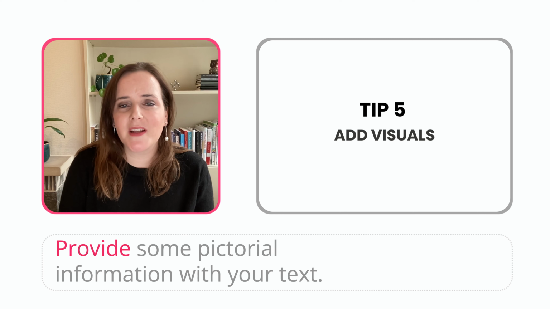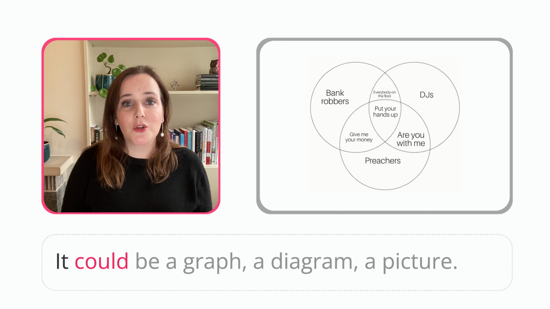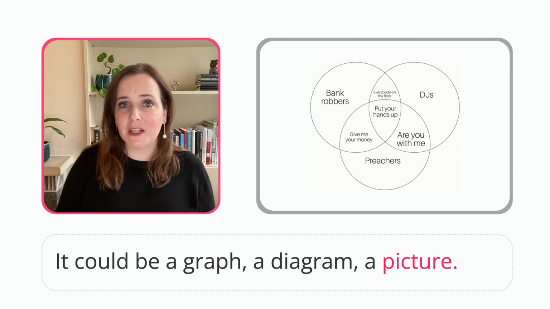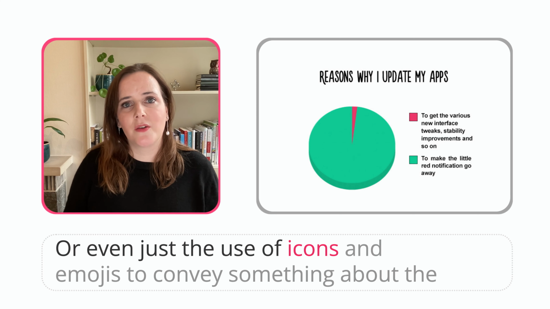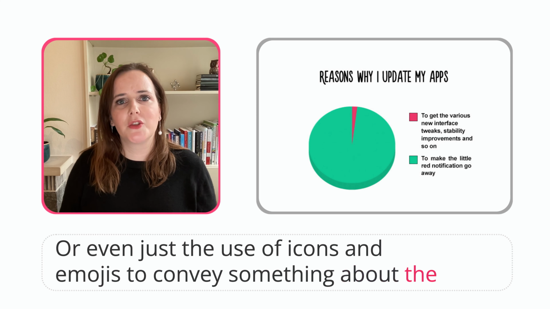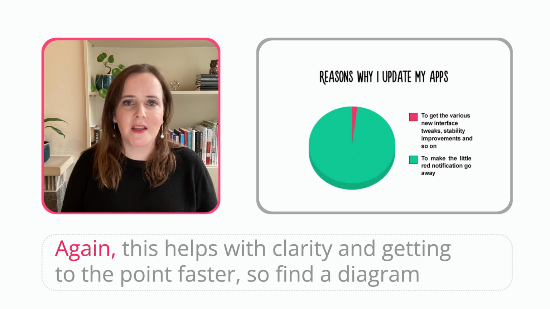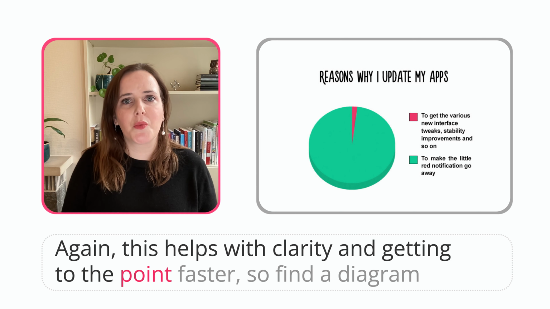Tip number 5, provide some pictorial information with your text. It could be a graph, a diagram, a picture, or even just the use of icons and emojis to convey something about the tone and the topic we're talking about. Again, this helps with clarity and getting to the point faster.